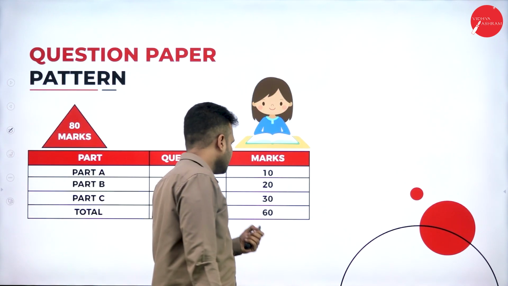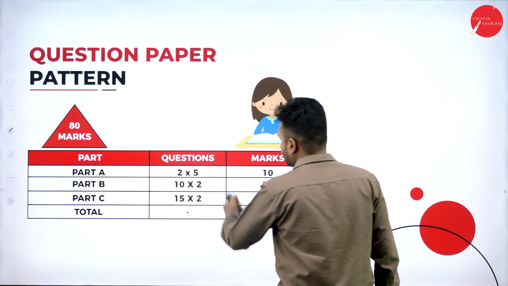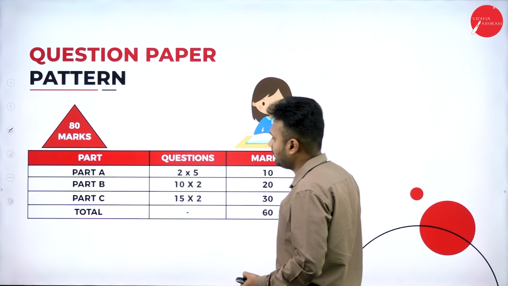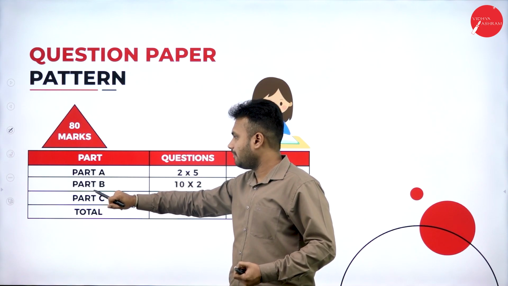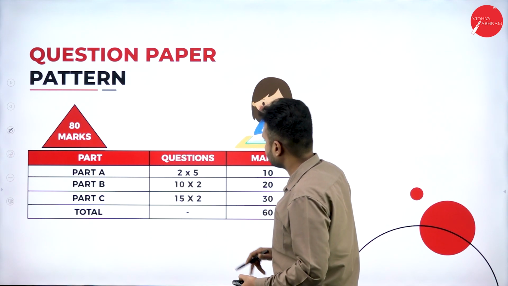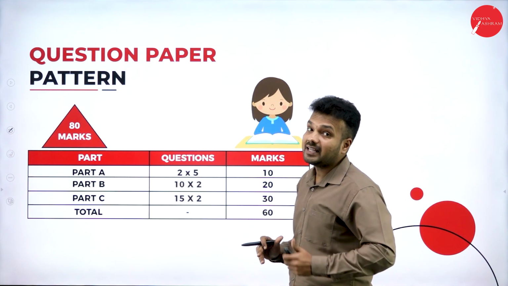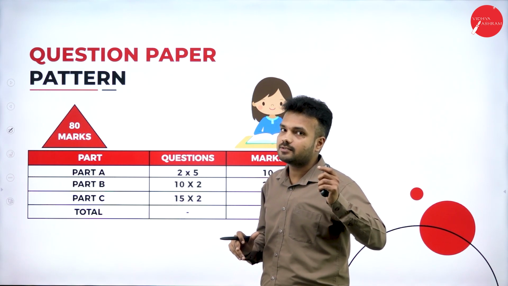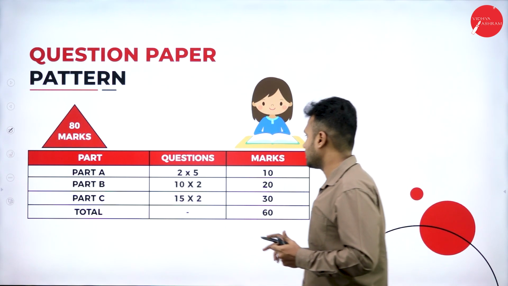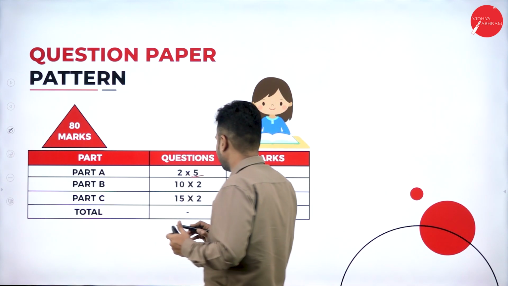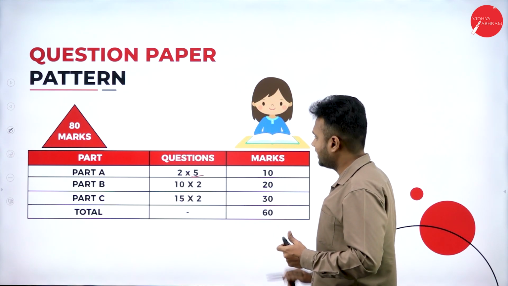When it comes to the final exam question paper, this is the pattern of the final exam question paper. Your question paper consists of 3 parts, that is part A, part B and part C. In part A, there are 7 questions of 2 marks. Please note down this point. In part A, there are 7 questions of 2 marks, of which you are supposed to attend any 5 questions. That is 2 fives are 10.